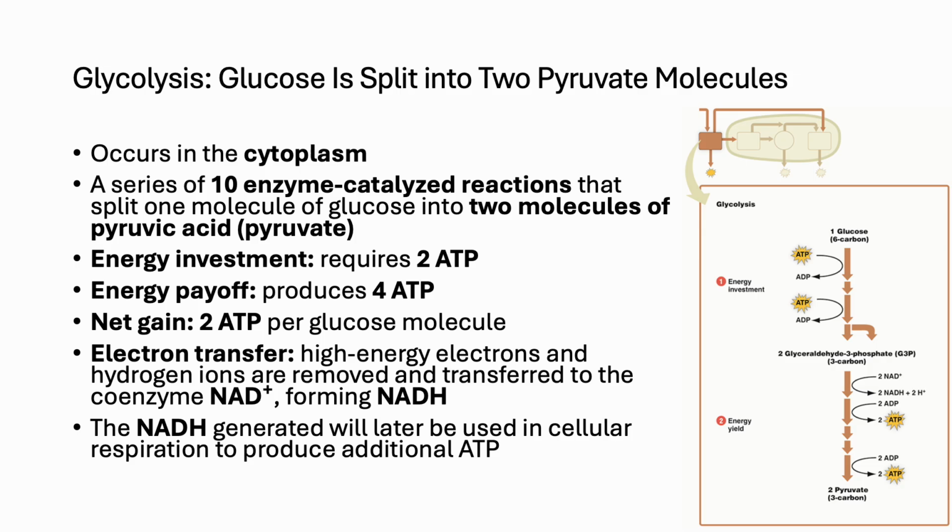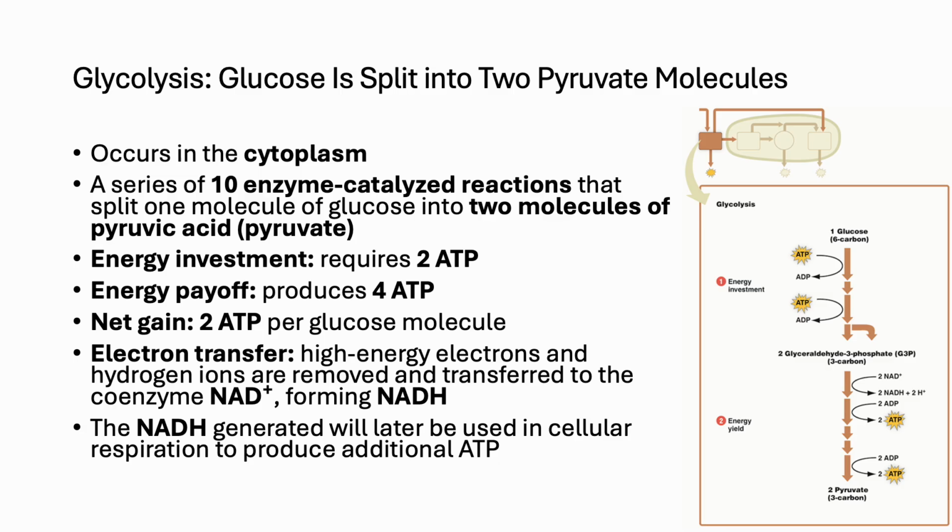Glycolysis is the first step of cellular respiration and occurs in the cytoplasm. It involves a series of 10 enzyme-catalyzed reactions that break down one glucose molecule into two pyruvate molecules. This process requires an initial investment of 2 ATP, but yields 4 ATP, producing a net gain of 2 ATP. Glycolysis also generates high energy electron carriers.